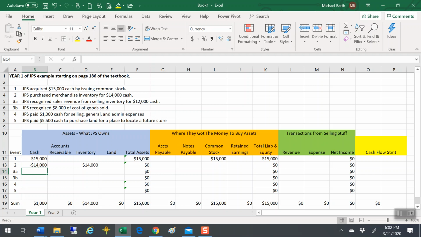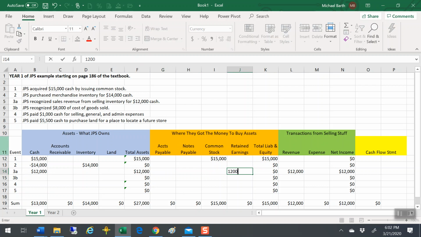JPS recognized sales revenue. They sold some inventory for $12,000 cash. Cash goes up by $12,000 because revenue went up by $12,000. And now my balance sheet won't balance unless I also record retained earnings of $12,000. So far, assuming there were no expenses attached to it, my retained earnings is simply the amount of liabilities and equity that matches up to the total assets.